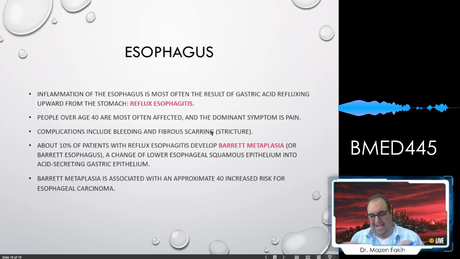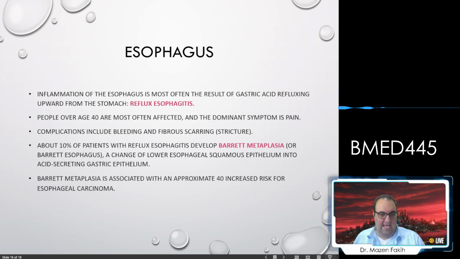Eventually لأنه الأسيد مش مفروض يظهر برات المعدة، الإسوفاجس معود على neutral pH, so we are introducing a stress على الإسوفاجس. Eventually what will happen is something we call Barrett's metaplasia أو Barrett's esophagus. Lower esophageal squamous epithelium بتغير ل acid secreting gastric epithelium and eventually this will cause esophageal carcinoma. Or at least it increases the risk for esophageal carcinoma if not treated properly.